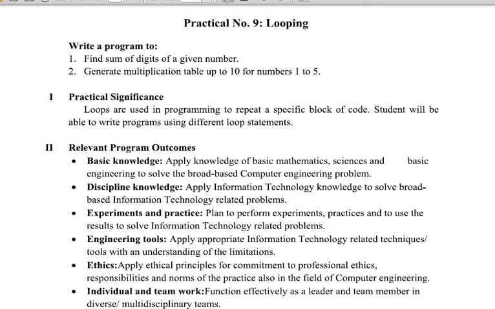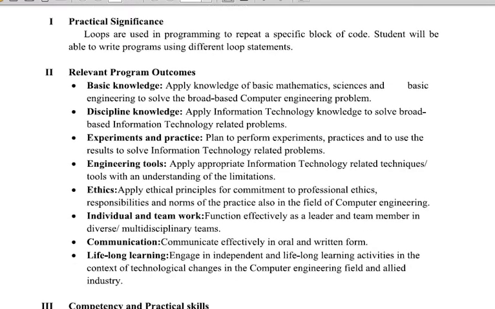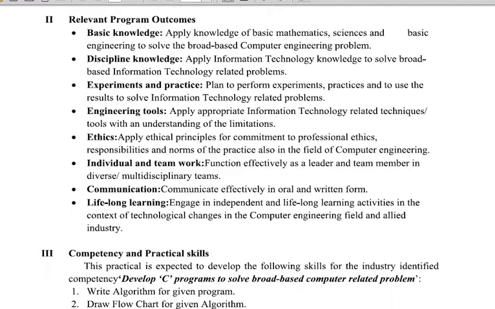To complete this practical number 9, we should develop two programs. The first one is to find the sum of digits of a given number, and the second is to generate a multiplication table up to 10 for numbers 1 to 5. So we will see the practical related program outcomes: basic knowledge, discipline knowledge, experiments and practice, engineering tools, ethics, individual and teamwork, communication and lifelong learning.